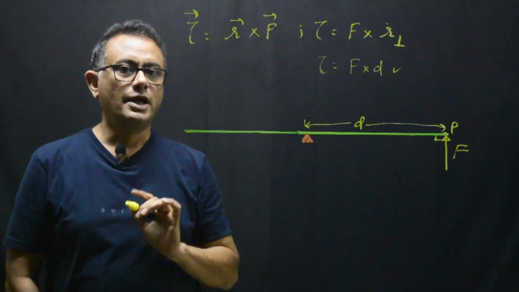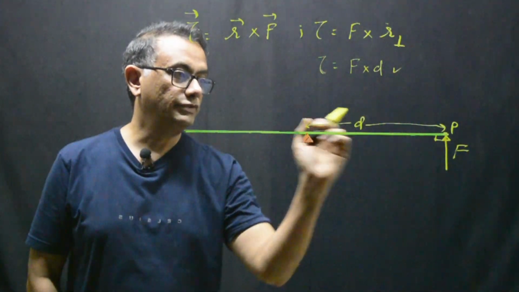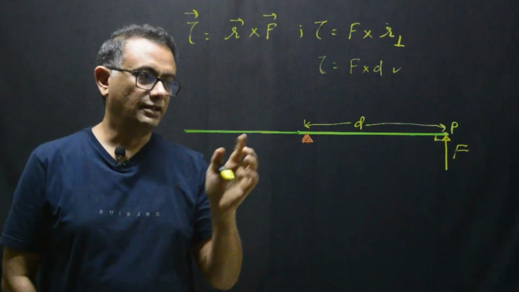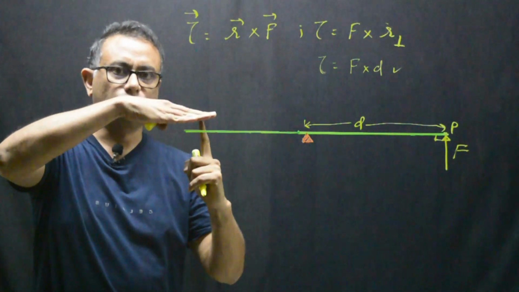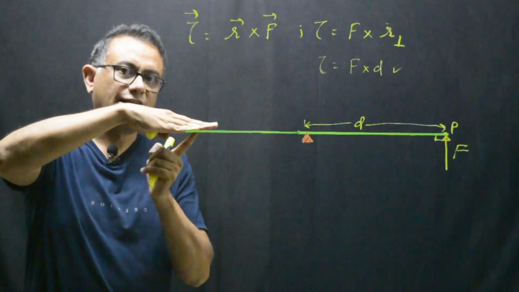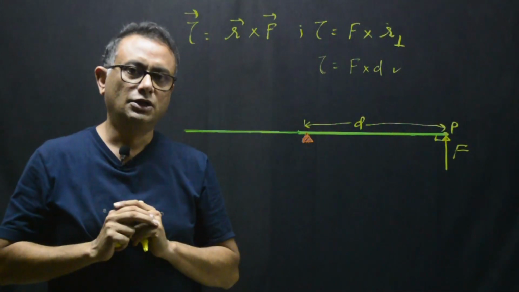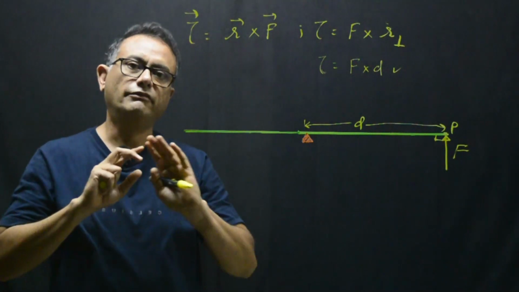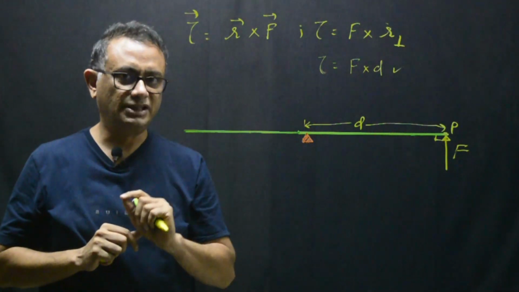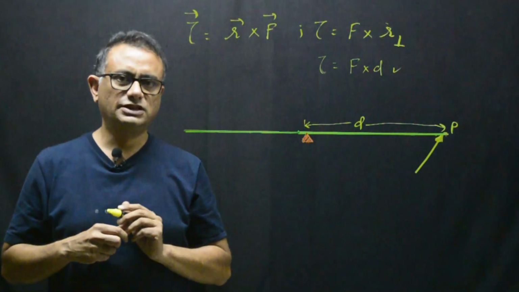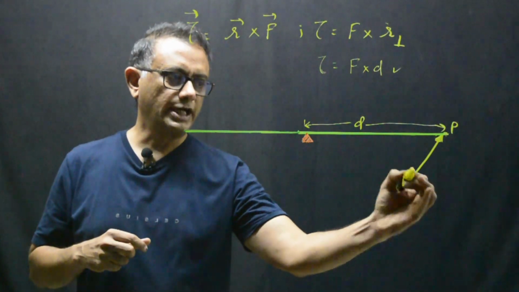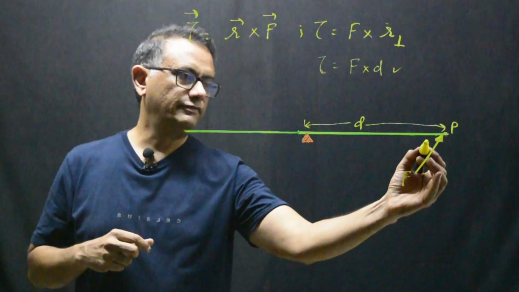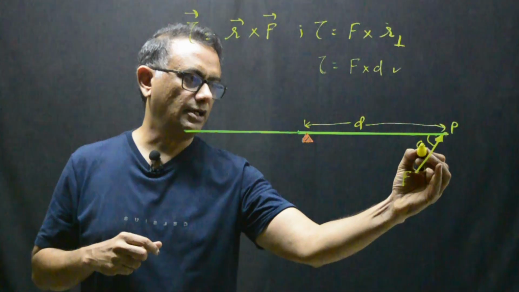If you say torque is equal to force into distance, this is going to be true. But if we are not applying the force in this direction, and we apply the force at an angle, with this beam here, then the formula torque is equal to force into D will not work. Let's examine that in detail. Force is not acting perpendicular to the beam. In fact, it is making an angle theta.